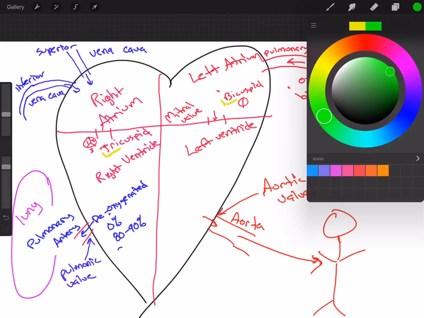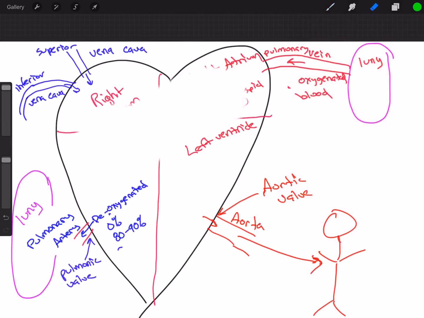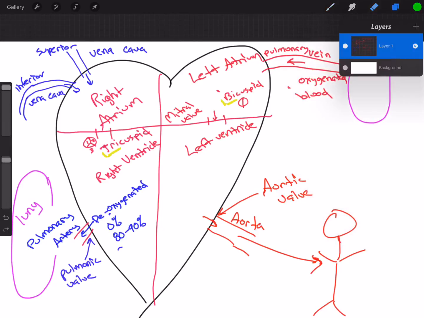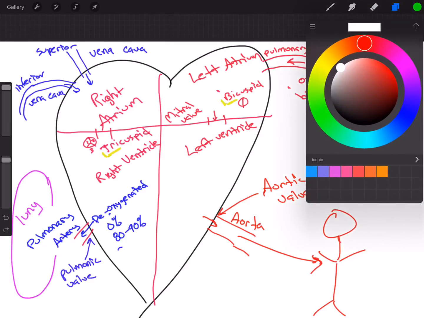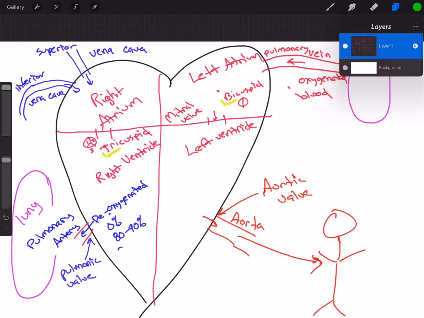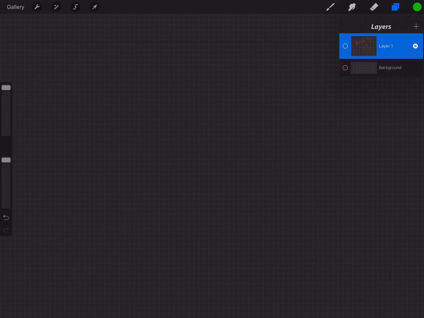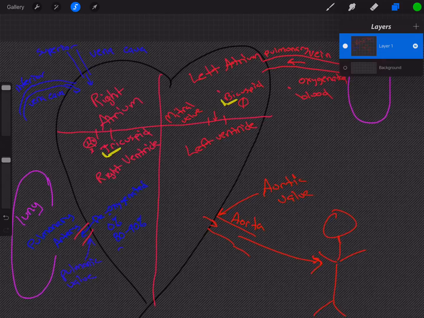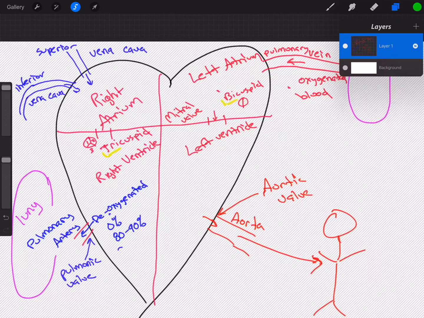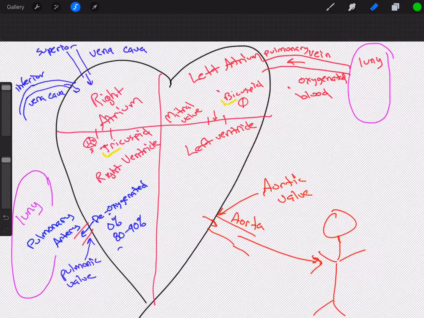The other way that some people will remember where the blood vessels are at is, oops, no idea what I just did. I hope this doesn't look terrible to everybody.